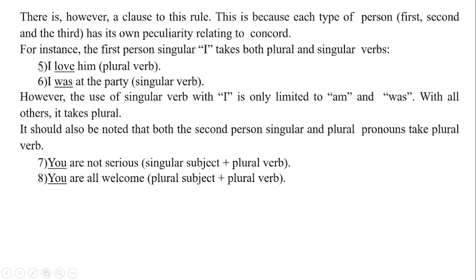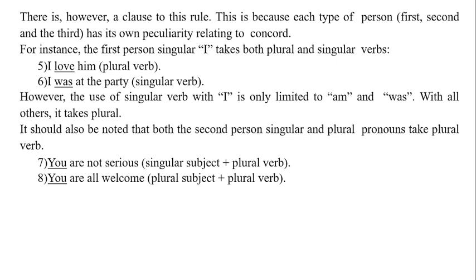So if you say I, you can't say I loves him. You can't say that, even though according to the rule of number concord, singular I is supposed to take singular verb. That is the rule of number concord. However, this I is an exception. I takes plural verb unless the verb is am or was.